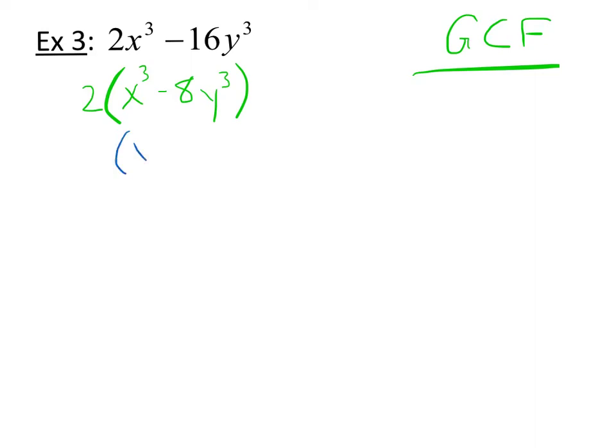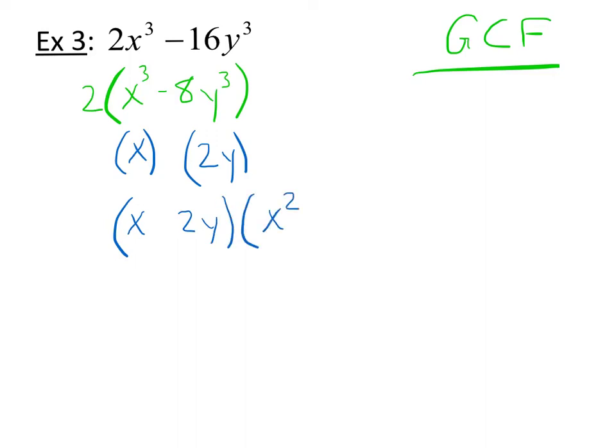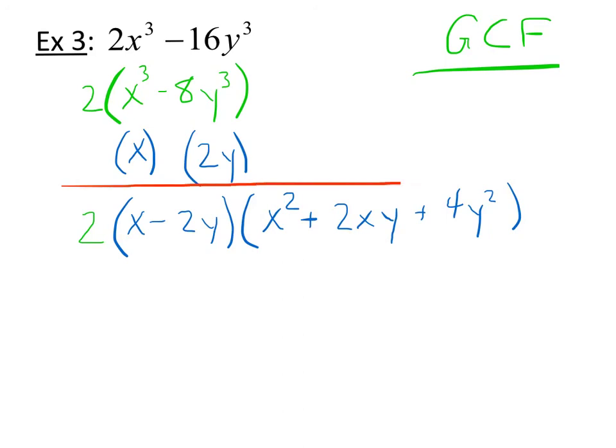With x cubed, that's just going to be x. That's going to be our A. And with 8y cubed, that'll be 2y. That's our B. So our pattern is A, B, A squared, AB, B squared. And then this was a minus sign. So when I do SOAP, same, opposite, always positive. Almost done with my answer. All I have to do is remember the GCF out front, the 2, and I've got my final answer.